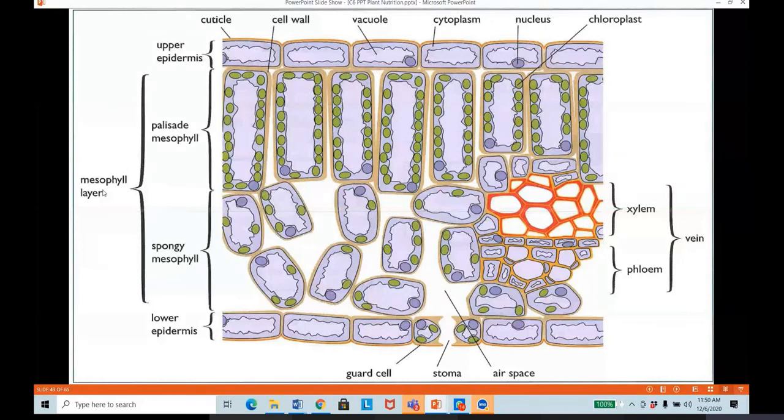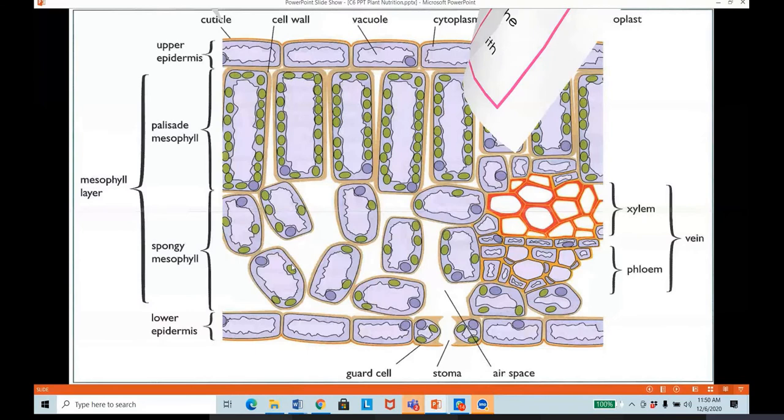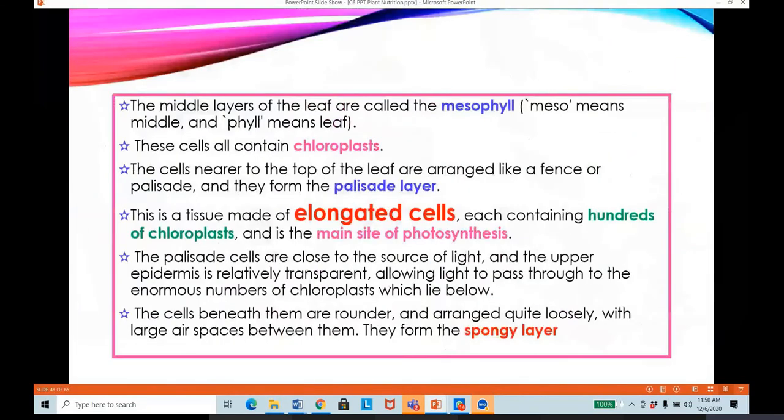The mesophyll layer is again divided into the palisade mesophyll and the spongy mesophyll, as you can see in this picture here. The cells which are nearer to the top of the leaf are arranged like a fence or a palisade, and that is why the term palisade layer has been given to them.